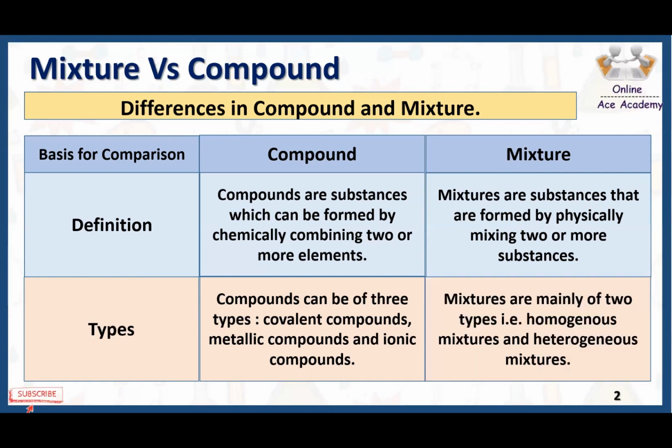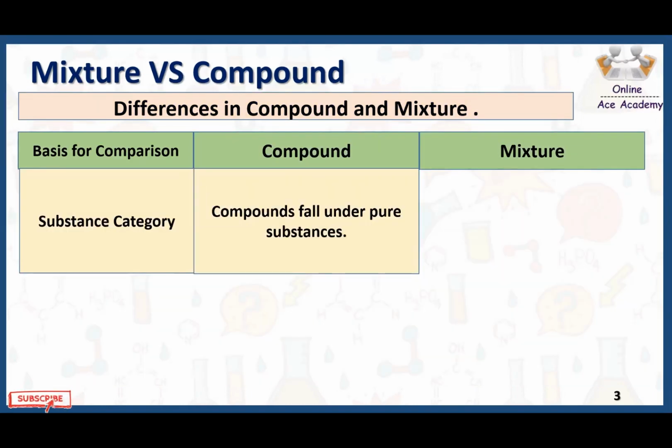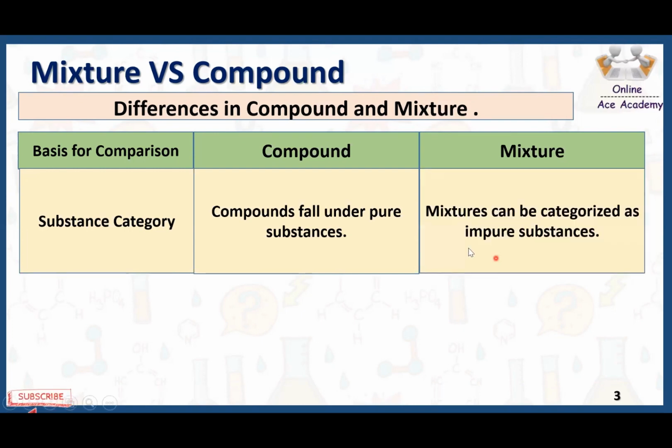Then we have mixtures. Mixtures are mainly of two types. We have homogeneous mixtures and we have heterogeneous mixtures. Homo means same and hetero means different. Compounds fall under pure substances because most of the time compounds are homogeneous in nature. Mixtures can be categorized as impure substances because mixtures can be homogeneous and they can be heterogeneous also.